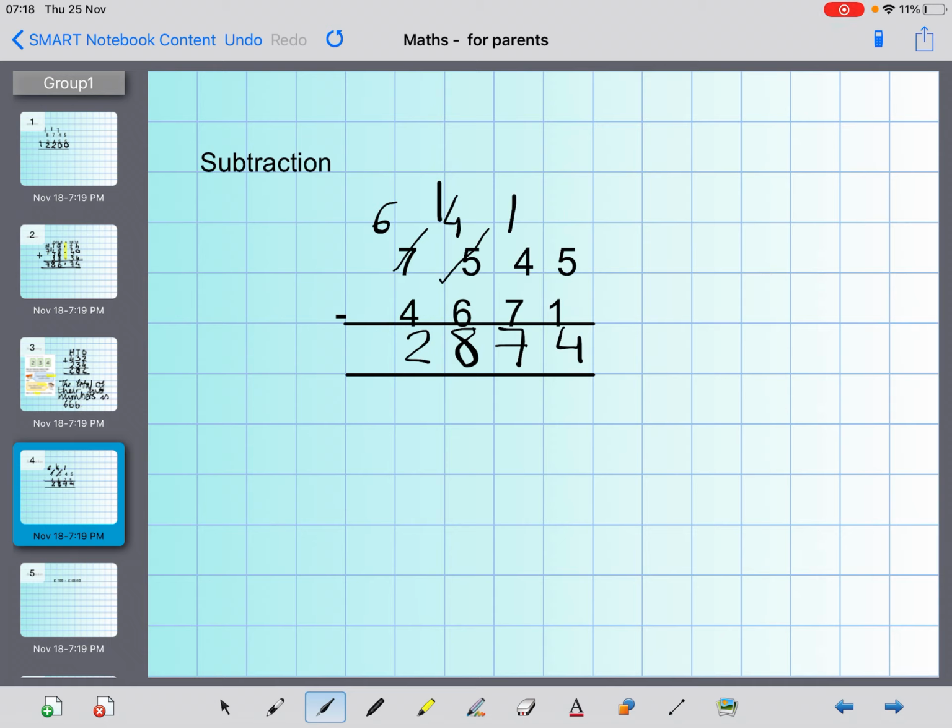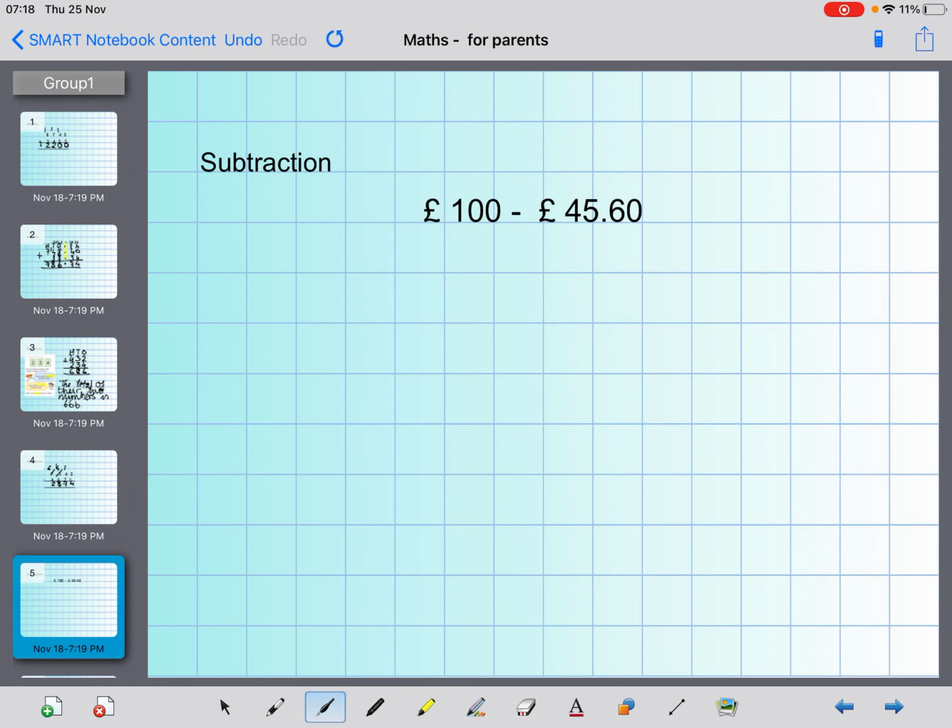So my answer is 2,874. Again, I would like to show you a subtraction question using decimals and using carrying over. Now in this case, when we are looking at money, often we will end up with a whole number take away a decimal number, because usually when we would go to the shops, we would have maybe a £10 note or a £20 note, £5 note, and then we'd have to take away from that.